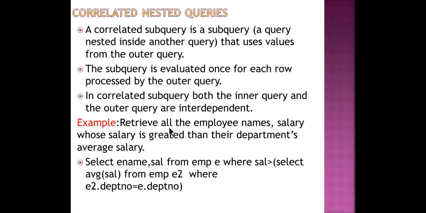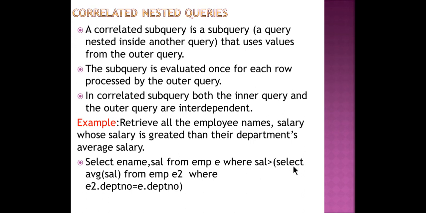You can see, retrieve all the employee names, salary, whose salary is greater than the department's average salary. So the department's average salary needs to be calculated first. So all the information can be collected from the same employee table. So no need to use two tables, but two instances of the same table will be used here.